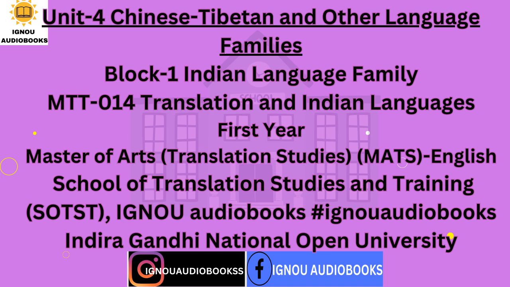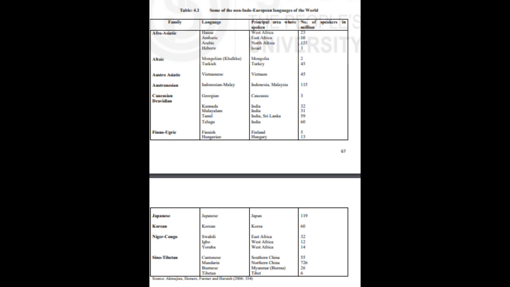4.5 Let us sum up. We have discussed the Sino-Tibetan language family in this unit. Classification of the ST language family is not agreed upon by scholars. There are different groups proposed by various linguists. But 2 generally accepted groups of languages are Chinese and Tibeto-Burman.